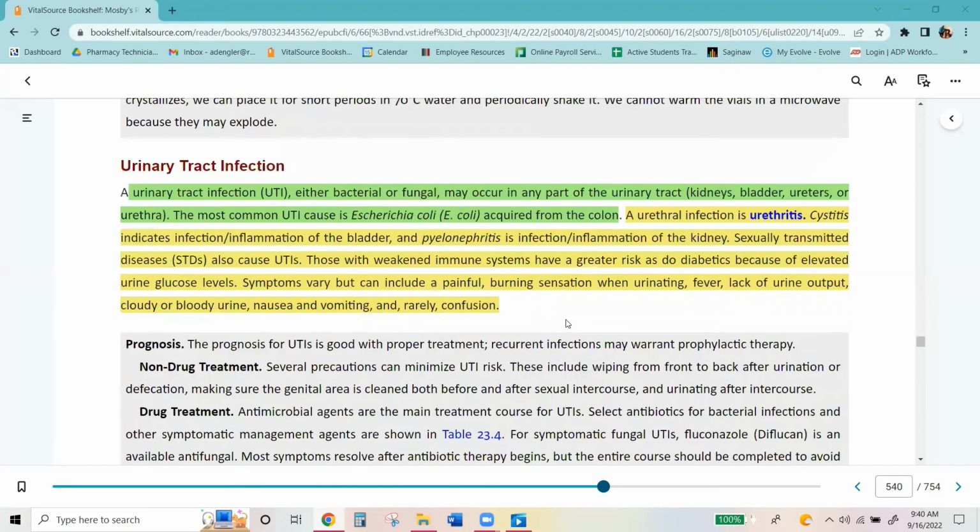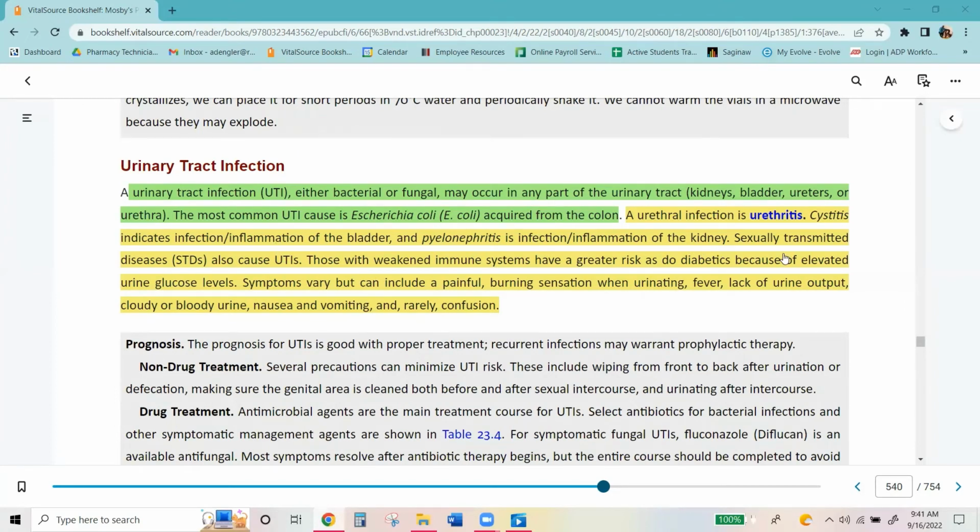A urinary tract infection, commonly called a UTI, is either bacterial or fungal. It may occur in any part of the urinary tract: the kidneys, the bladder, the ureters, or the urethra. The most common UTI is caused by E. coli, acquired from the colon. A urethral infection is urethritis. Cystitis indicates infection, inflammation of the bladder, and pyelonephritis is an infection, inflammation of the kidney.